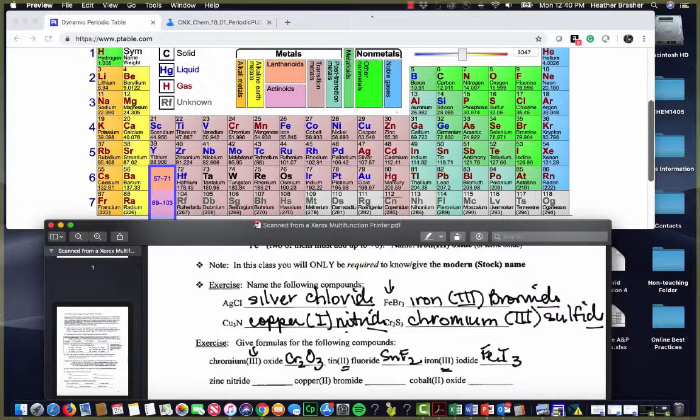Let's go to the next one, zinc nitride. So zinc is right here, and you should notice that we don't have any weird positive charges or any Roman numerals there. So we're going to see from what our nitrogen ion makes, basically what we have here. So we have 1, 2, 3.